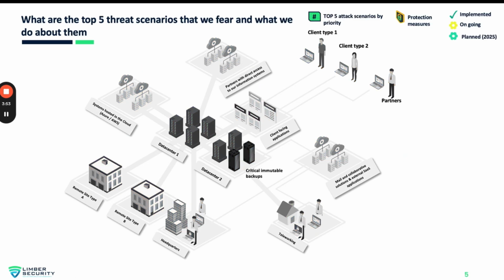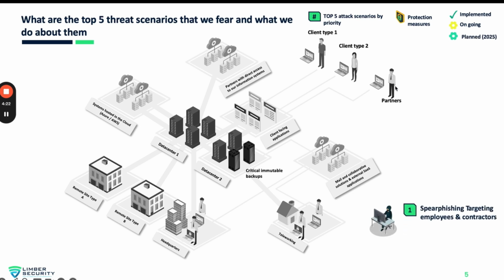Now you can present the top 5 threat scenarios. And here the number of the threat scenario would indicate what we identify as the threat scenario priority. This symbol here that you see would describe the protection measure. And there are two statuses. Is it already implemented? Is it ongoing? Or is it planned for 2025 or 2026?